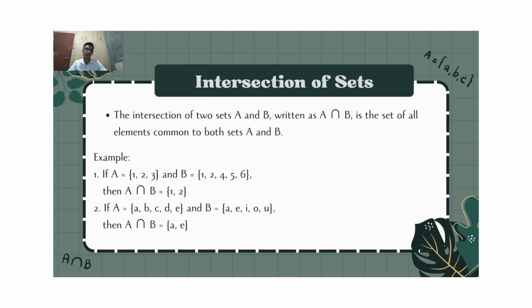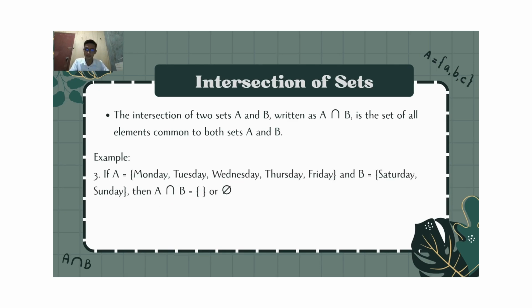Secondly, if A is equal to A, B, C, D, E, and B is equal to A, E, I, O, U, then A intersection B is A, E. So the common elements in A and B are A and E, and nothing less, nothing more. Another example.